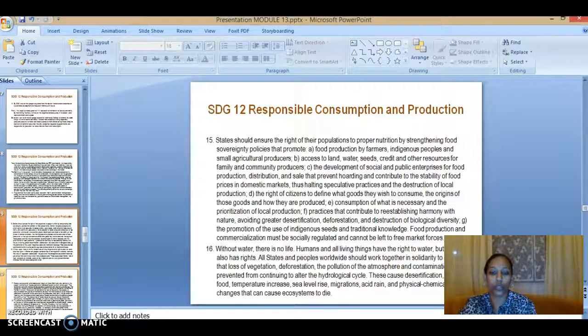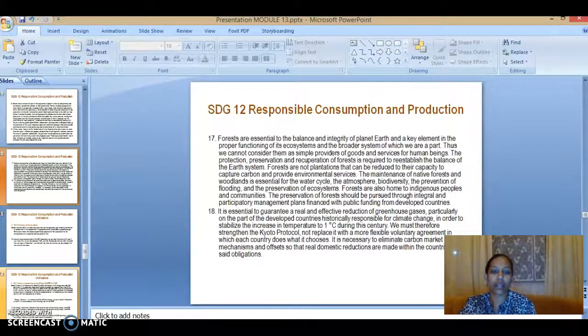Without water, there is no life. Humans and all living things have the right to water, but water also has rights. Forests are essential to the balance and integrity of planet Earth and a key element in the proper functioning of its ecosystems and a broader system of which we are a part. Thus, we cannot consider them as simple providers of goods and services for human beings. The protection, preservation, and restoration of forests is required to re-establish the balance of the Earth system. It is essential to guarantee a real and effective reduction of greenhouse gases, particularly on the part of developed countries historically responsible for climate change.